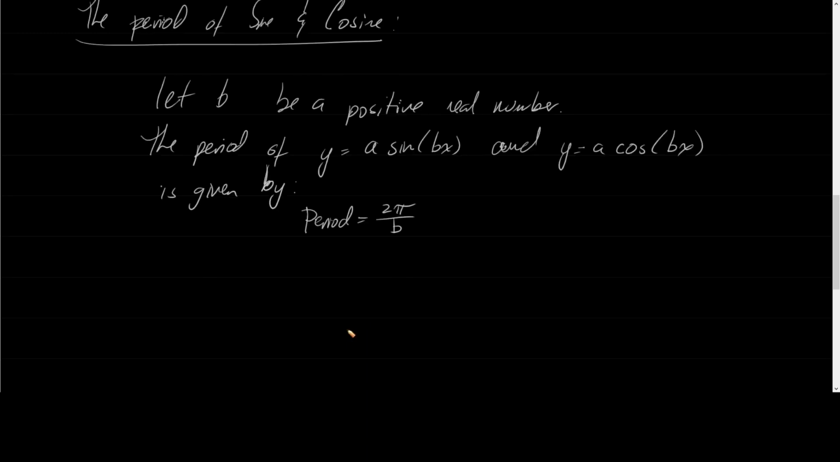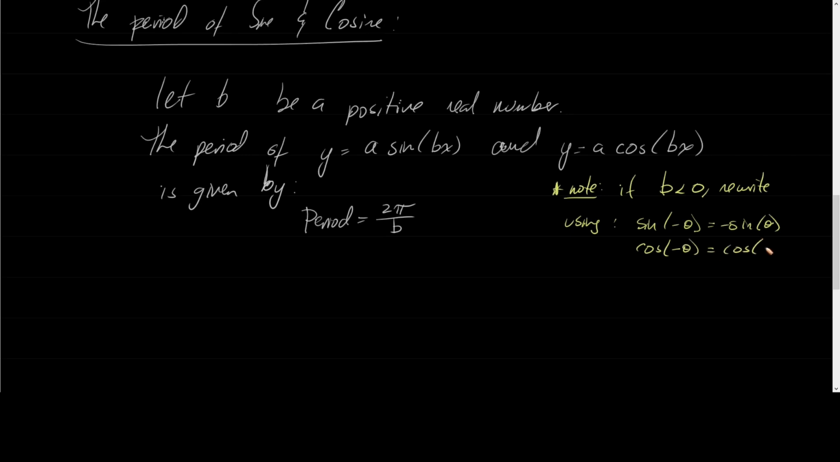Now, I do want to make a note here. All right, just a quick note. If b is less than 0, rewrite using the fact that sine of negative theta is equal to negative sine theta, and that cosine of negative theta is equal to just cosine theta. So essentially use the fact that sine is odd and cosine is even to rewrite it so that your b value is not less than 0.